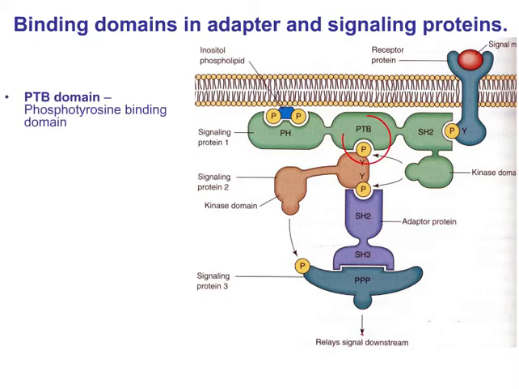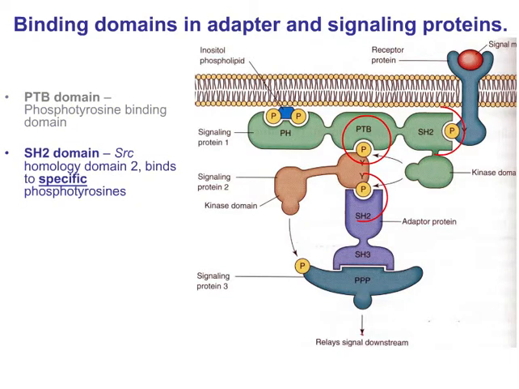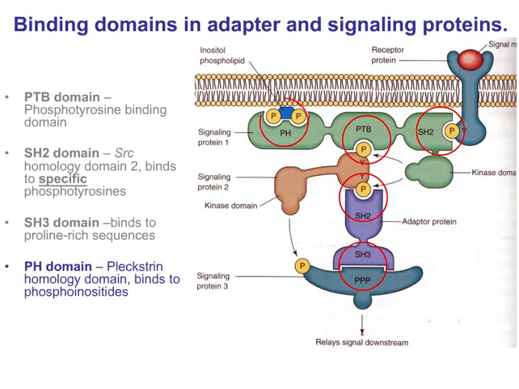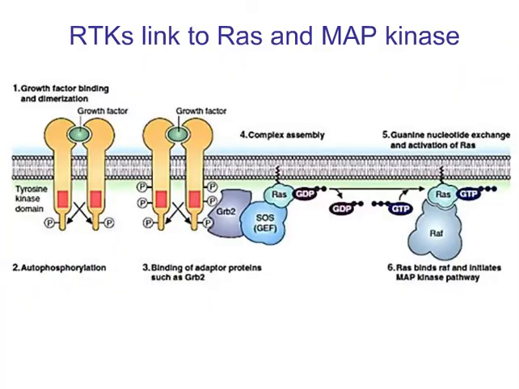There is the phosphotyrosine binding domain, or the PTB, which recognizes phosphotyrosines, the Src homology domain 2, or SH2 domain, which binds to specific phosphotyrosines, the Src homology domain 3, or SH3 domain, which binds to proline-rich sequences, and the pleckstrin homology or PH domain, which binds to phosphoinositides in the inner leaflet of the plasma membrane.